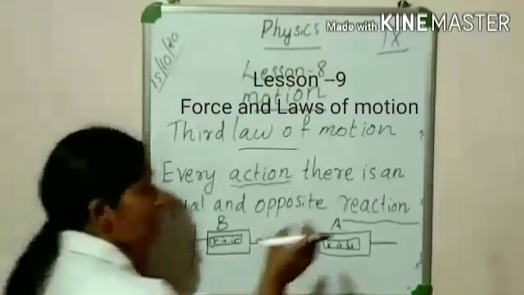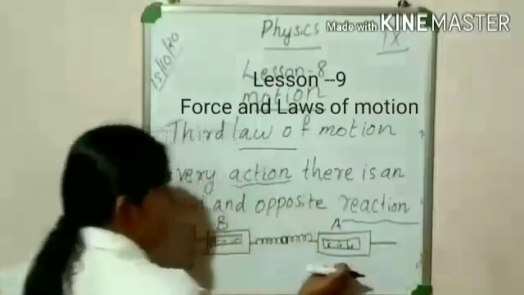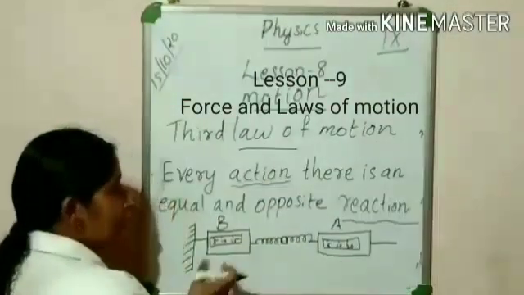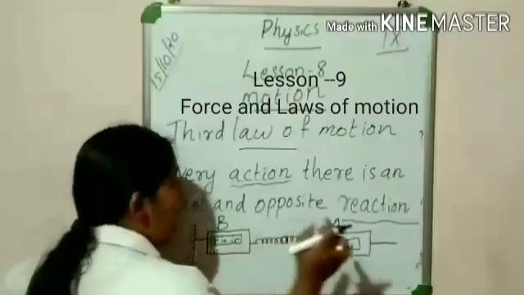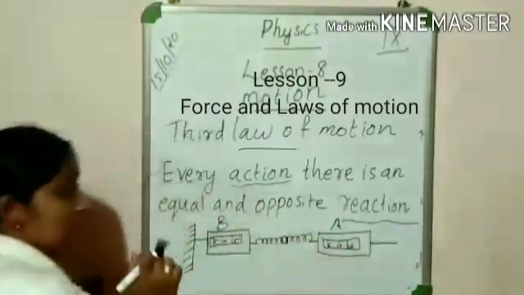When we apply a force on the free end of balance A, we can see that the value shown in the scales of balance B and balance A is equal.